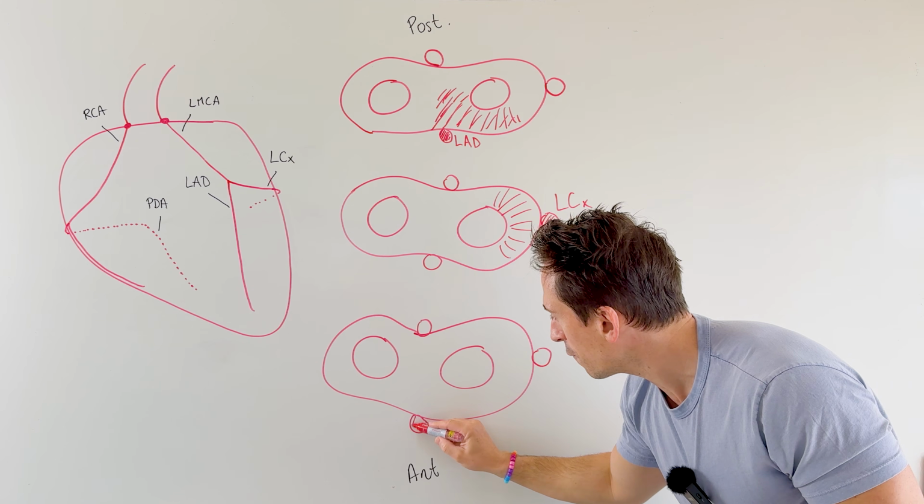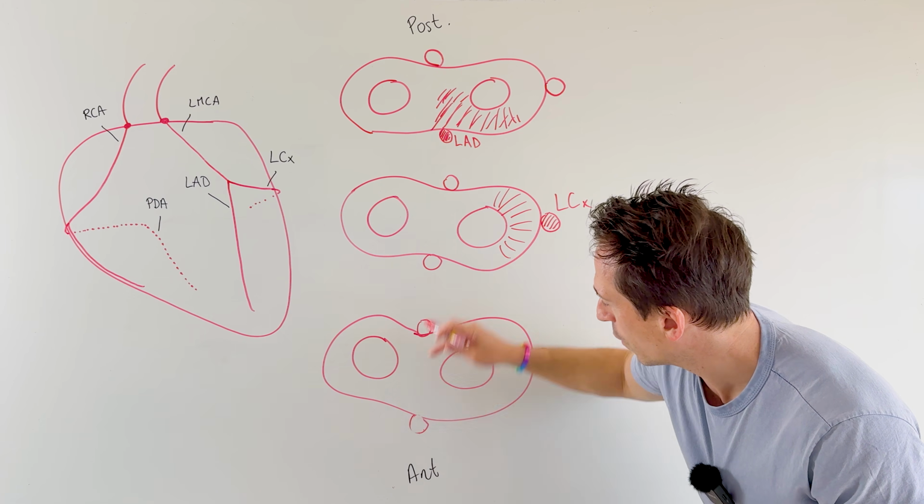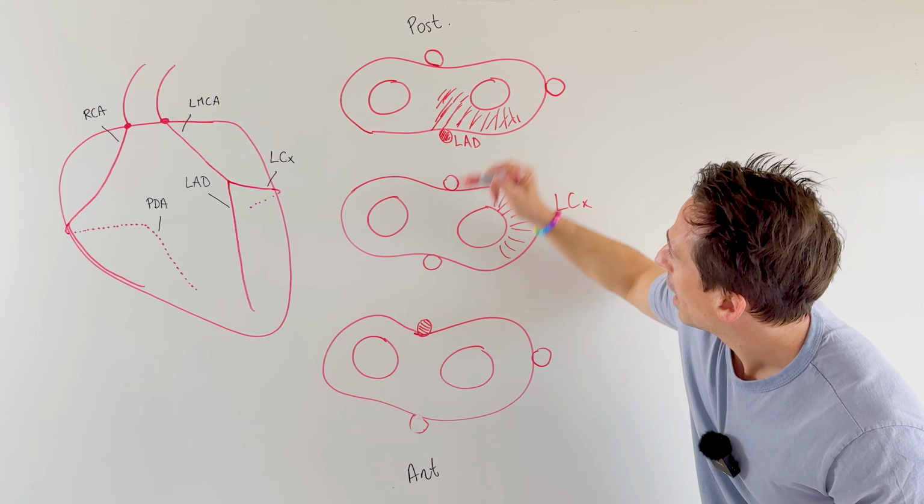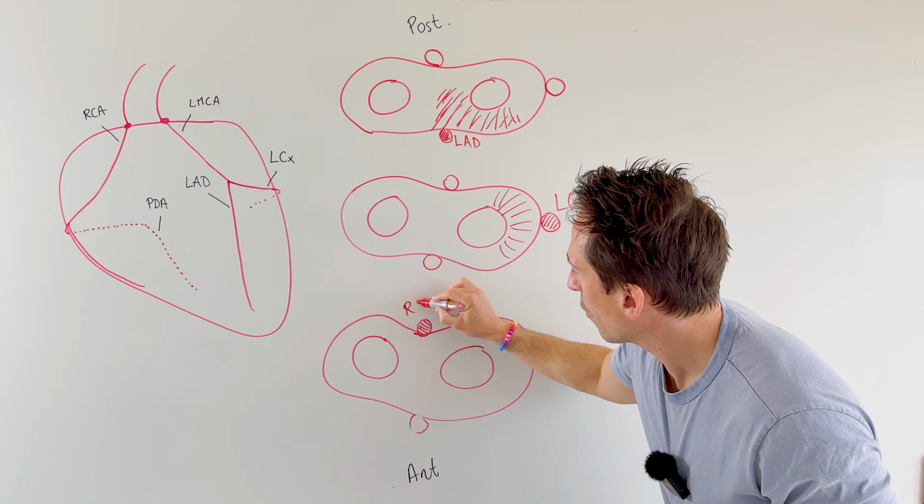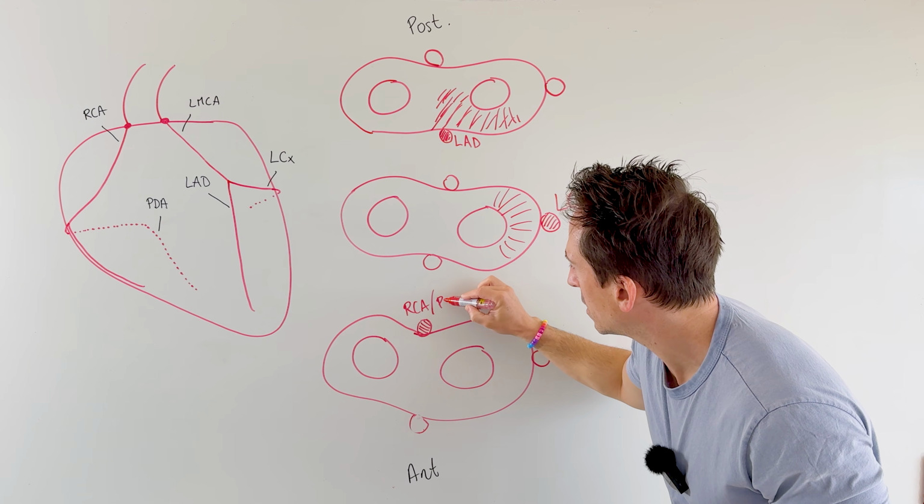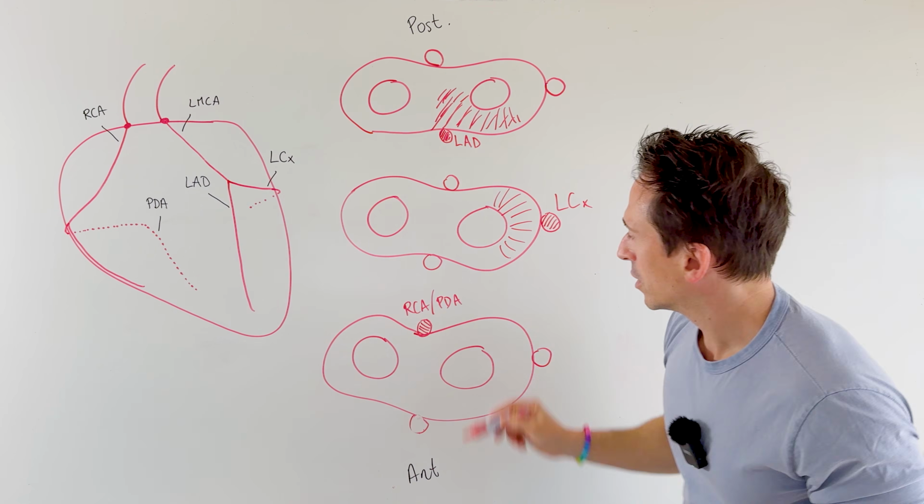Then we've got this one at the front. Oh, sorry, we've done the front. We've got this one at the back. And the one at the back is going to be what? The right coronary artery and the posterior descending artery. So it's this here. So what does it feed?